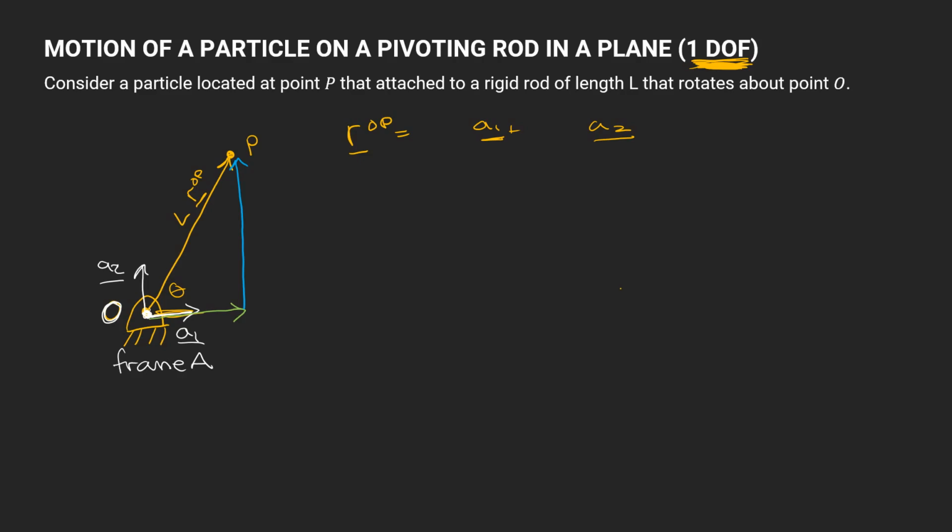And just like in the prior example, we're going to use polar coordinates or rotational coordinates, so we know that the magnitude of the vector component in the A1 direction is L cosine theta. And in the A2 direction, it is L sine theta. Okay, so here we now have defined our position vector.